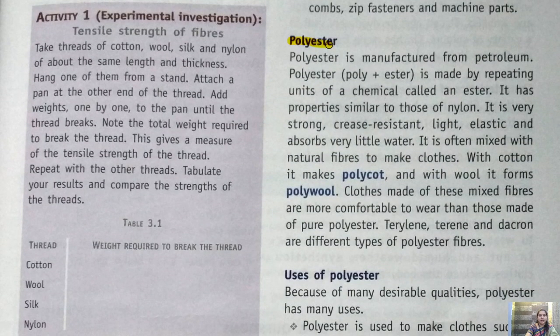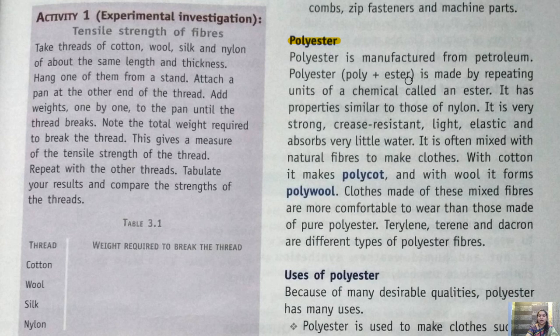So, children, as the name says, polyester. Yes. Poly means many and ester is a group or a chemical. Okay. So, polyester, when many esters combine together, it forms polyester. When many ester groups combine together, it forms a polyester. Basically, polyesters are not used in their original form.